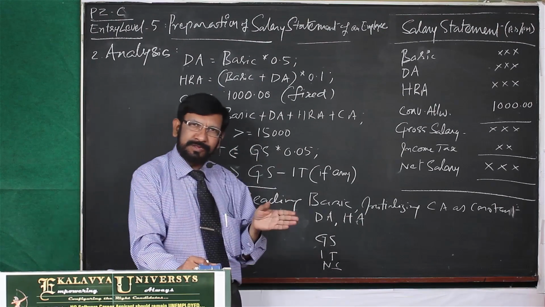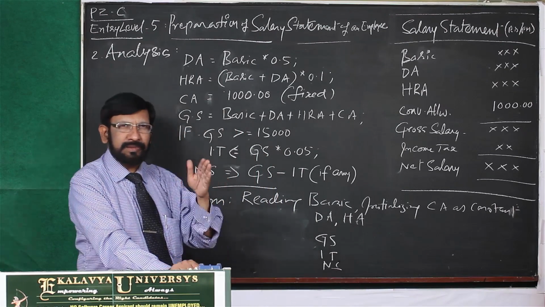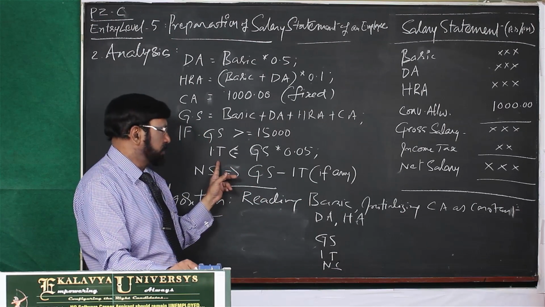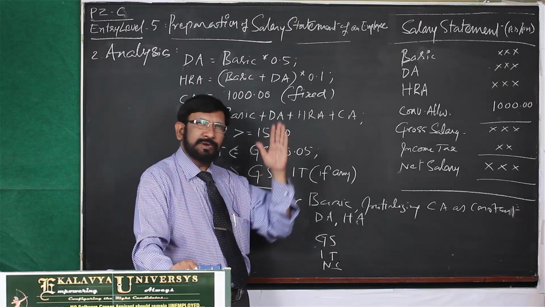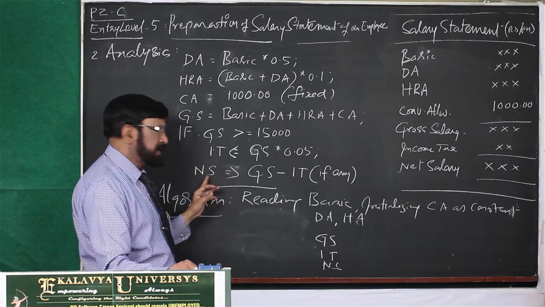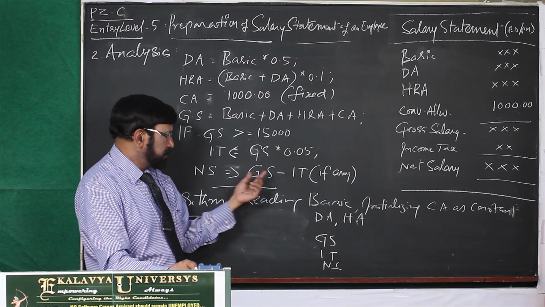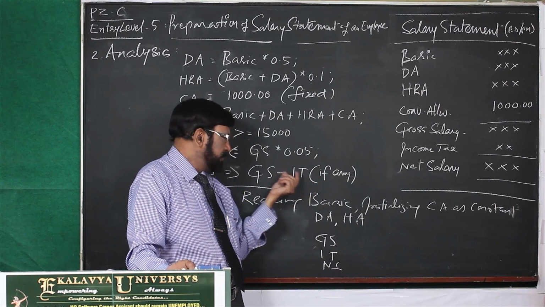For everybody income tax is there. But if the gross salary per month is less than 15,000, income tax is equal to 0. Otherwise, that means if gross salary is 15,000 or more, it is calculated according to this formula. Thereafter, we have to calculate the net salary: gross salary minus income tax, if it is applicable.